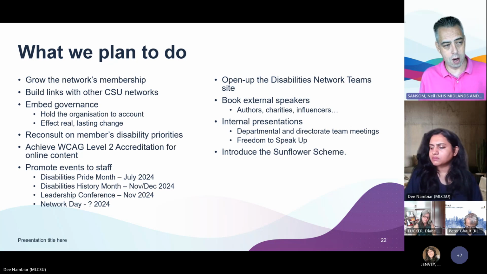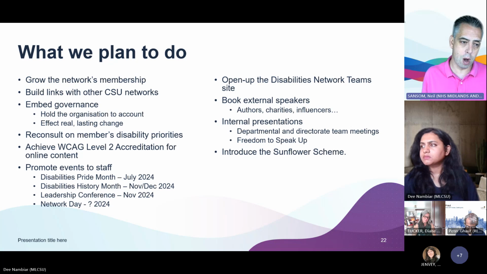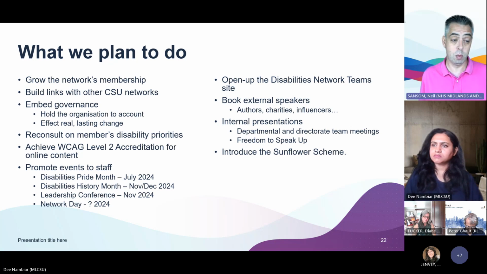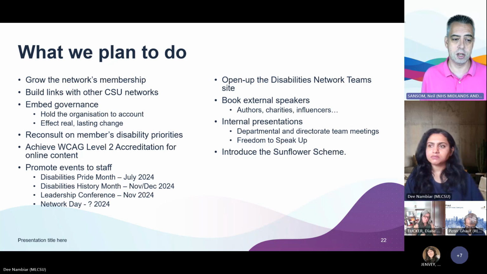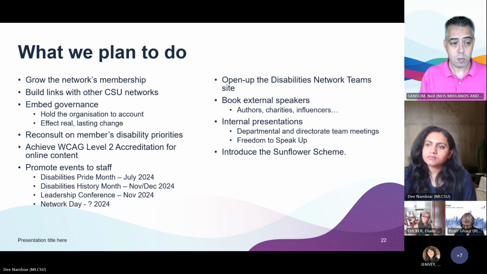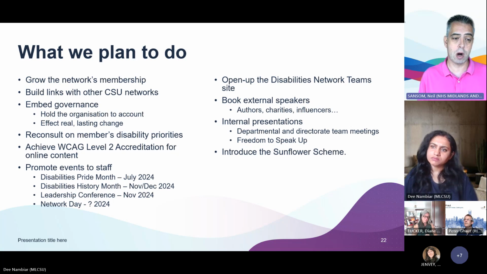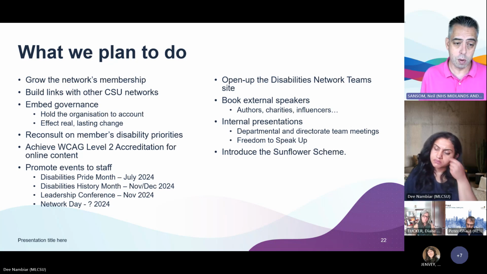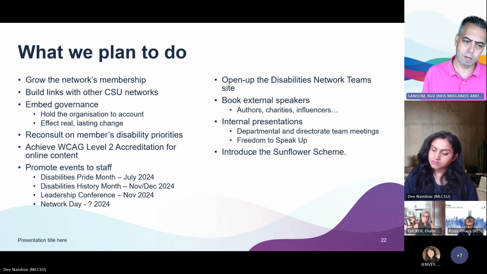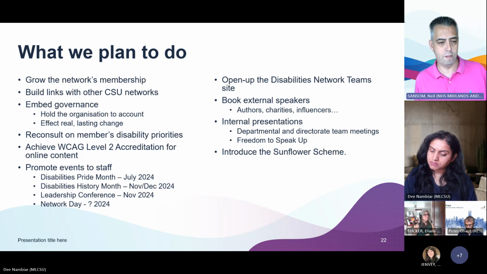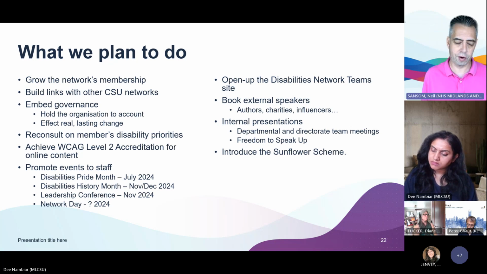We're going through some change at the moment with some governance, and what we want to do is have some real, lasting change and effect there. We're also about to start reconsulting on our members' priorities. So we're doing a number of different initiatives. People have got comfortable with various things that have gone on. We've gone through management of change. That may very well have thrown up some issues for groups and individuals and with managers as well.